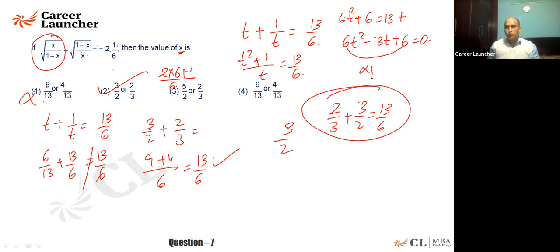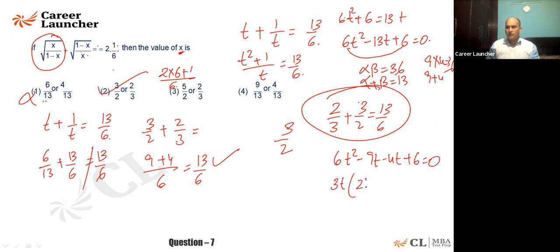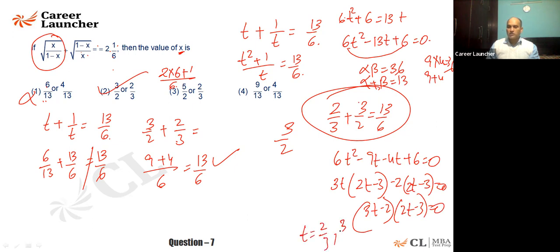Tell me a number, the two roots, the product is equal to 6 6 is 36. And the sum of the roots is equal to 13. I'm sure all of you know 9 4s are 36 and 9 plus 4 is 13. So what I can do is 6t square minus 9t minus 4t plus 6 is equal to 0. 3t is common, I'll say 2t minus 3. It is minus 2 common, 2t minus 3. I'll say 3t minus 2 and 2t minus 3 is equal to 0. I'll say t is equal to 2/3 or t is equal to 3/2.